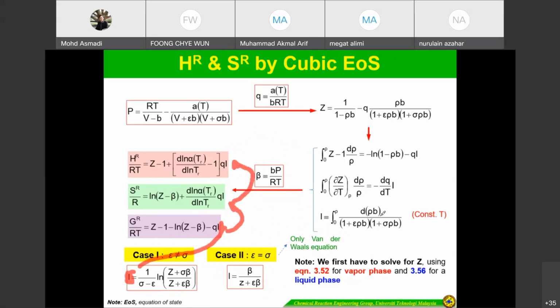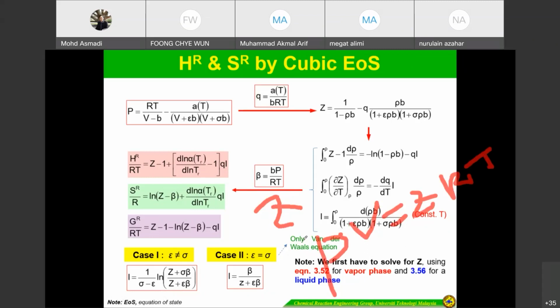Okay, and then you have to solve it by using equation 3.52 and also 3.56 for the liquid phase. So meaning that 3.52 is the vapor roots equation, and also the liquid roots of the generic cubic equation of state. If you remember this one, you have to determine Z first and then substitute into PV equal to ZRT.